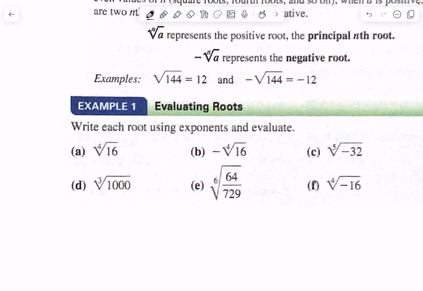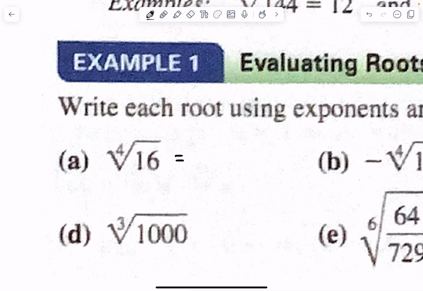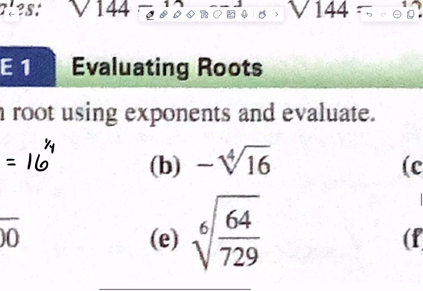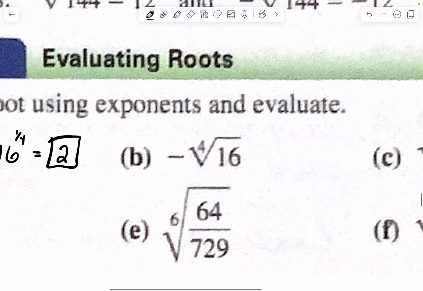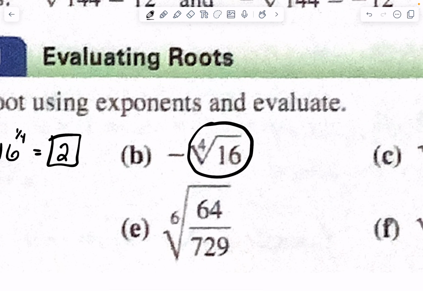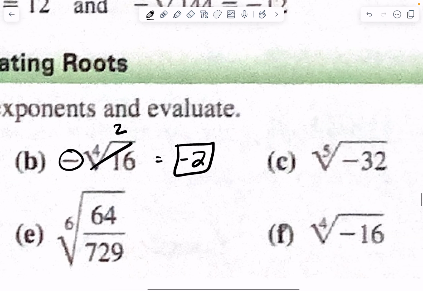Write each root using exponents and evaluate. So this is the fourth root of 16. That's 16 to the 1/4 power, if they want it using exponents. But the fourth root of 16 says, what do you take times itself 4 times to get 16? And that is 2. And so 2 is the final answer. For B, we're just going to deal with this guy right here, which we know came out as 2. This is 2, and then I attach the negative there, so that is -2. The negative is just hanging out in front until we attach it.